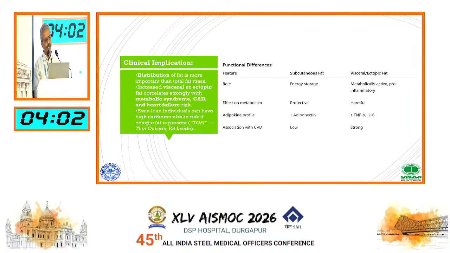So what is the difference between these two? Visceral or ectopic fat is metabolically active and pro-inflammatory, and it is more harmful. It secretes tumor necrosis factor and interleukin, and there is a strong relation with CVD.